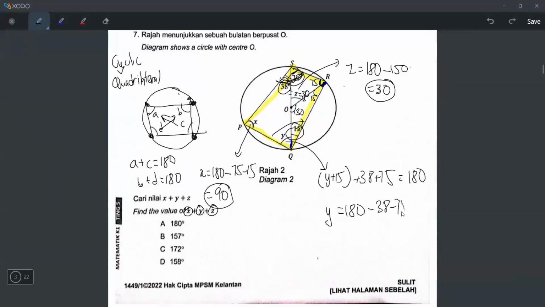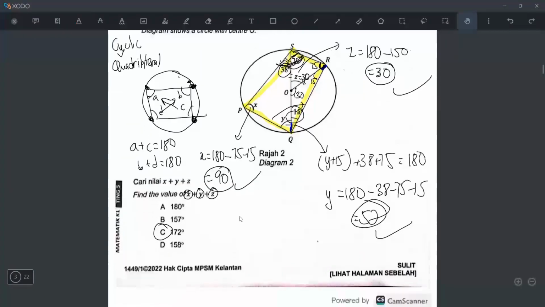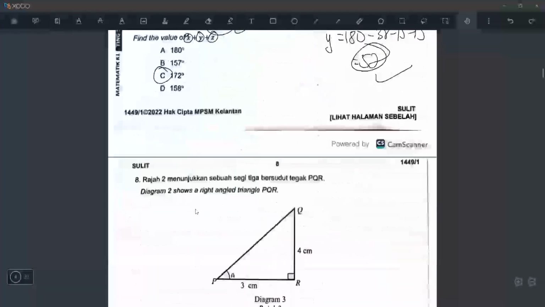Minus 38, minus 75, minus the 15. If you press, you get the answer. So let's press 180 minus 38 minus 75 minus 15. Okay, so I got 52. So now finally, I take this, this, and this, and add together. So I will get 172. So that's the answer. You can use your calculator to help you. So that's how you do it.